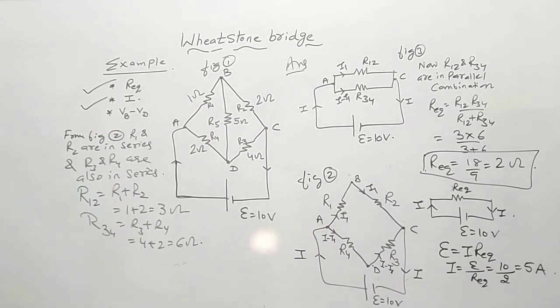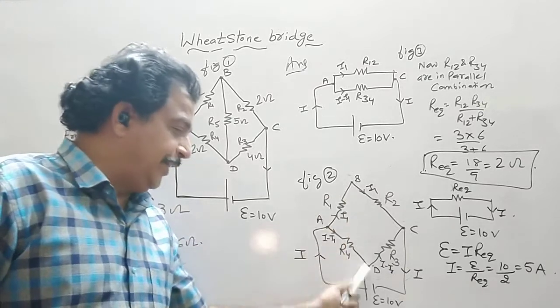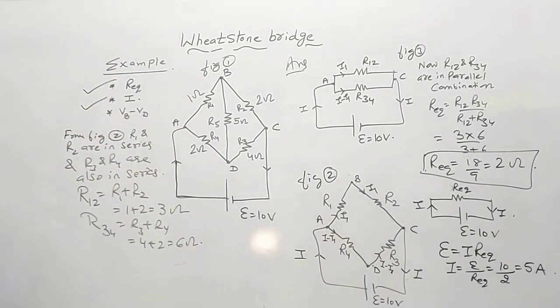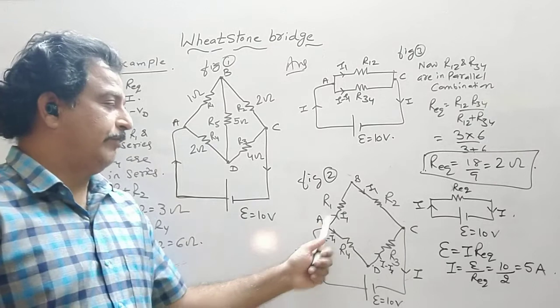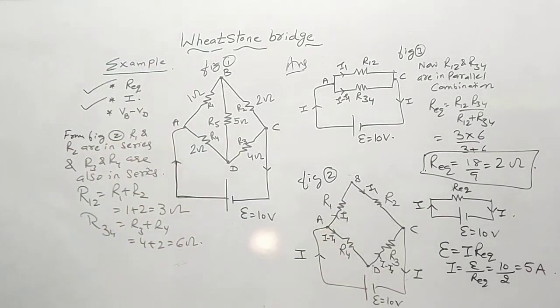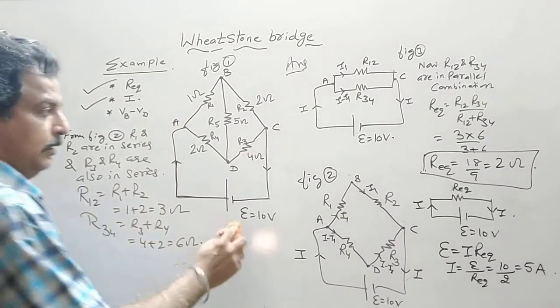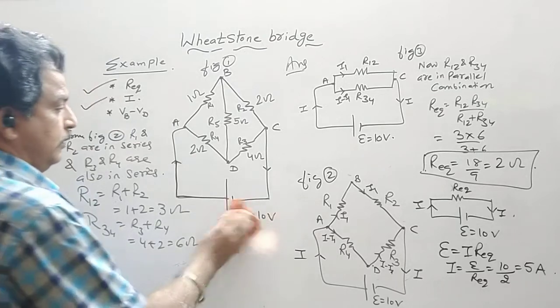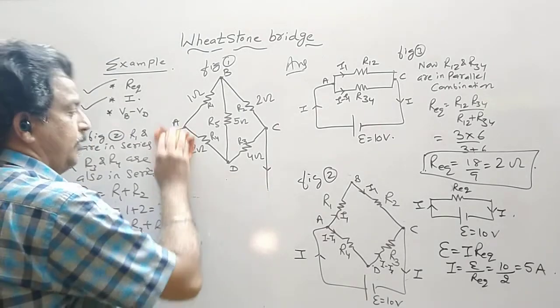Now we have to find the potential difference between points B and D in the circuit. So let us remove this diagram.